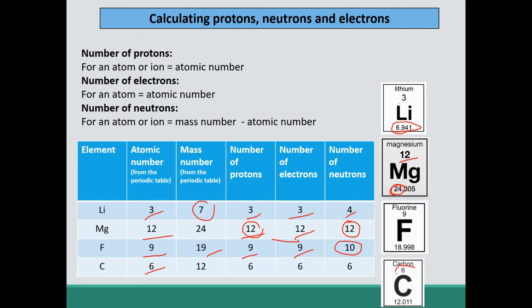Carbon, another example here, as we said, is number 6 on the periodic table. That's the smaller number here. The bigger number is the mass number 12, so we've rounded it. 6 protons, 6 electrons, 6 neutrons.